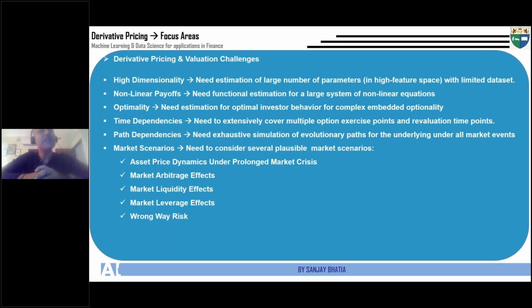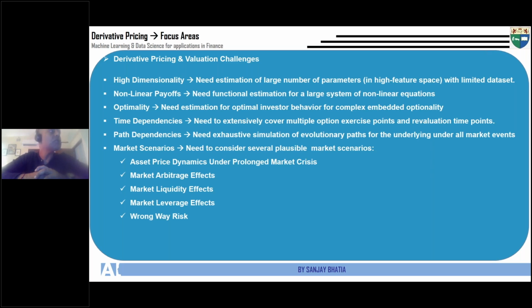all the multiple option exercise points, as well as the revaluation of those particular derivatives, which would happen on a frequent basis, like daily revaluation for the PNL, right? So you have to revalue the derivative MTM. Revaluation means in terms of fair value, we need to calculate the mark to market value or mark to model value of that particular derivative on a frequent basis. And that in itself becomes very challenging, because then the model needs to have the capability to revalue the derivative at multiple points in time, rather than at a limited set of points, which could be the case under standard derivatives, right?